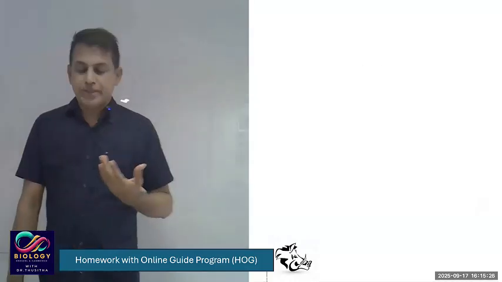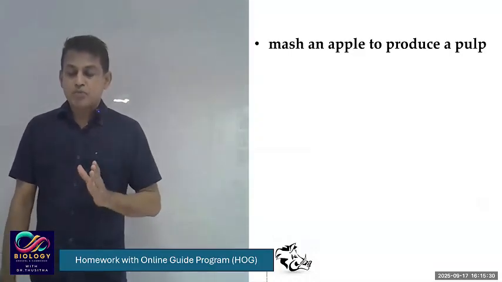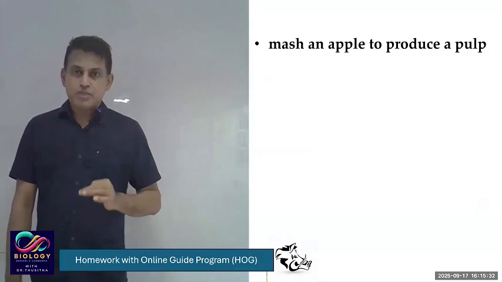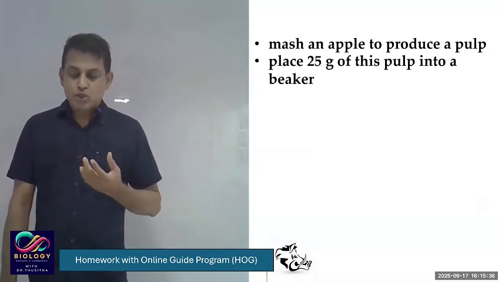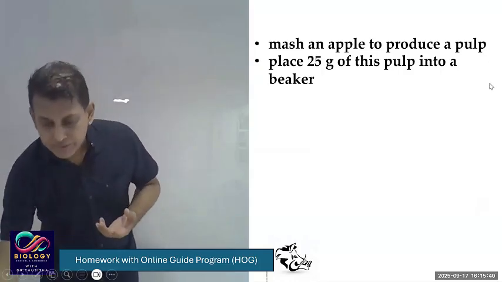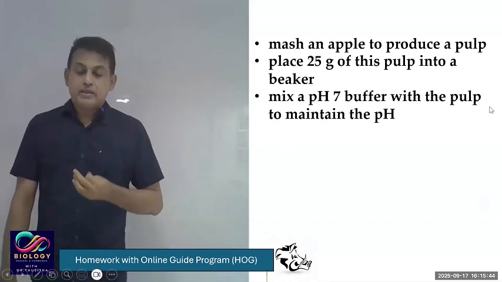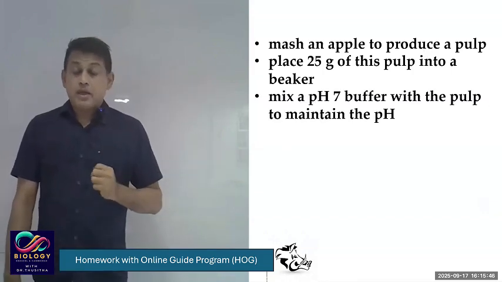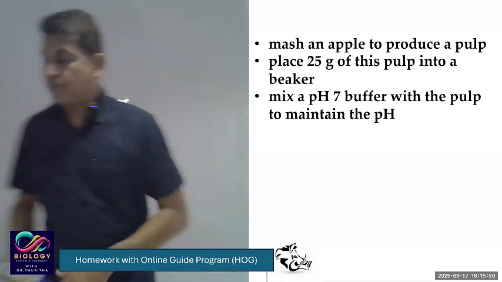The student's method is this. Mash an apple to produce a pulp. So simply blend the apple tissue to make the pulp and place 20 grams of pulp inside this beaker. And next thing is, you don't need to worry about this word, buffer.